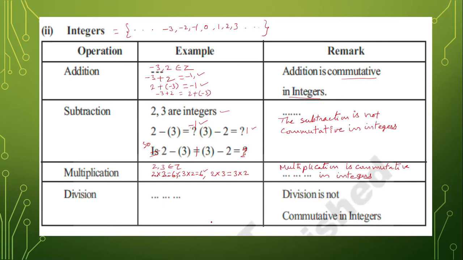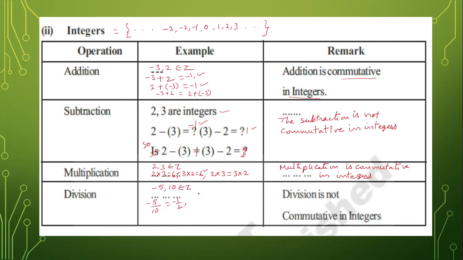Now we move to the fourth operation, that is the division. You take any two integers, for example, minus 5 and 10. These two belong to Z. Here, minus 5 divided by 10. What do you get?